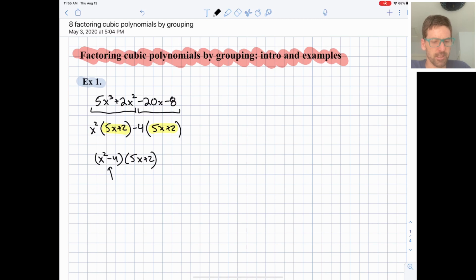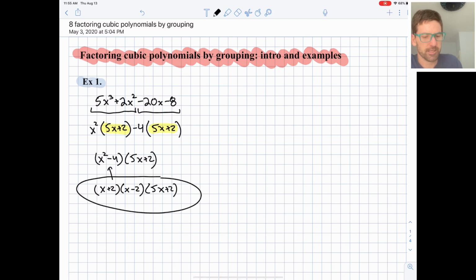And this is our quadratic expression, and that's a difference of two squares. We can do some more factoring with that. That's x plus 2, x minus 2, and then 5x plus 2. That's going to be our final answer for that guy. We fully factored the cubic polynomial, so that was tough. Nice work on that one.